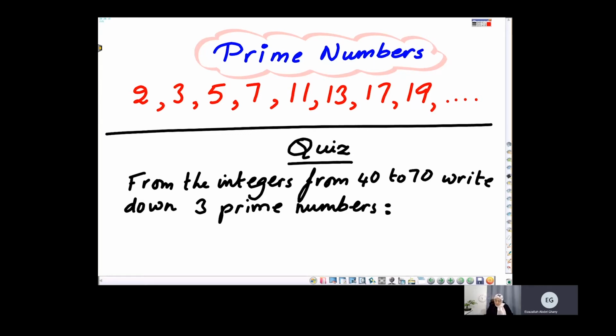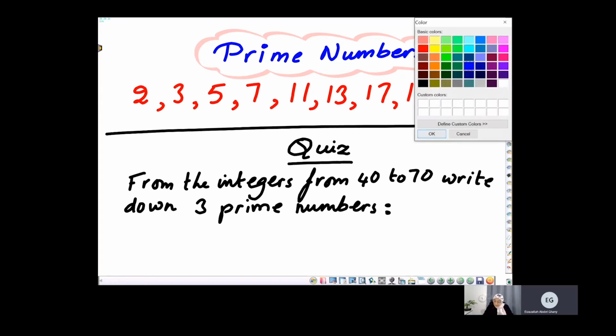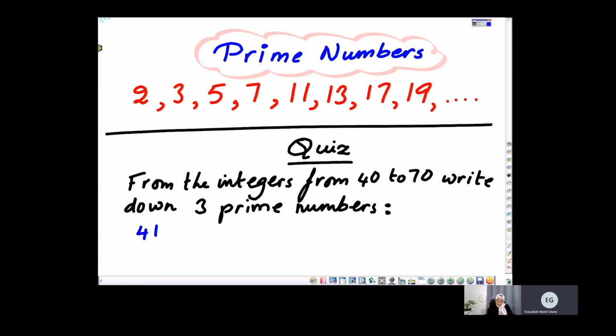Is 41 a prime number? Think about it. Yes, 41 is not divisible by anything. It's only divisible by 1 and itself. That's good. What about 42? No, 42 is even. It's divisible by 2. Okay. What about 43? Yes, 43 is prime. What about 45? No, 45 is not prime. It's divisible by 5, by 3, by 15.